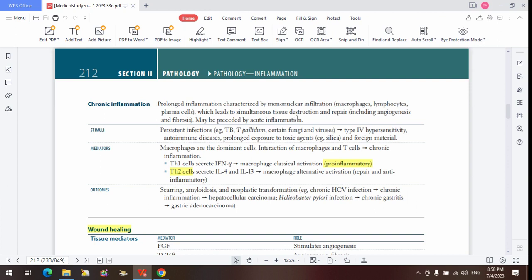We have talked about it. Sometimes it can come from persistent infection, so infection that is difficult to eradicate. What are these infections? Tuberculosis, syphilis, fungi, viruses. Not all viruses are persistent. For example, hepatitis A doesn't cause chronic inflammation. It's not persistent. Once your body mounts an immune response to it, they take care of it.